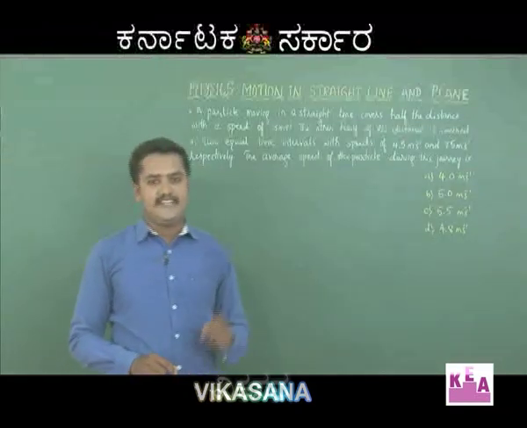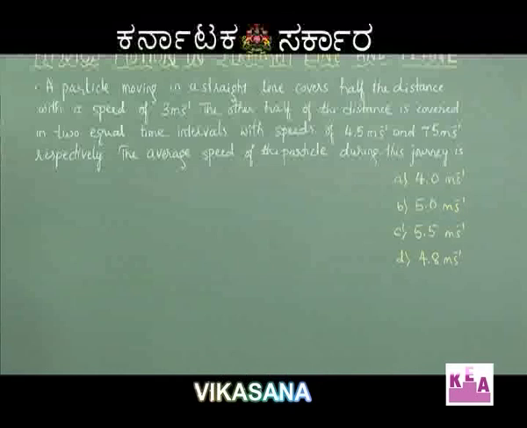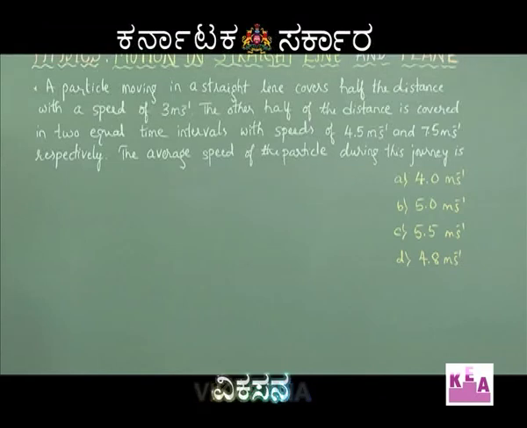Dear students, let us take one more problem on average speed. It is like this: a particle moving in a straight line covers half the distance with a speed of 3 meter per second. The other half of the distance is covered in two equal time intervals with speeds of 4.5 meter per second and 7.5 meter per second respectively. The average speed of the particle during this journey is, options: 4 meter per second, 5 meter per second, 5.5 meter per second and 4.8 meter per second.